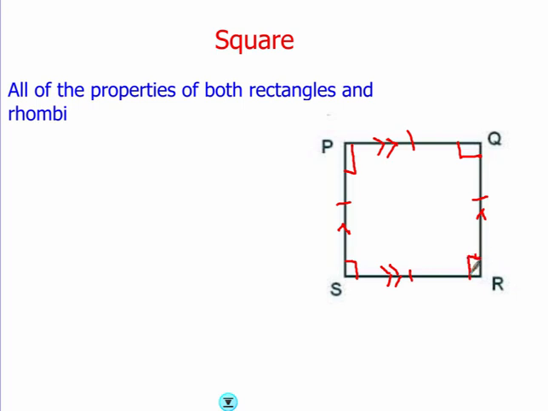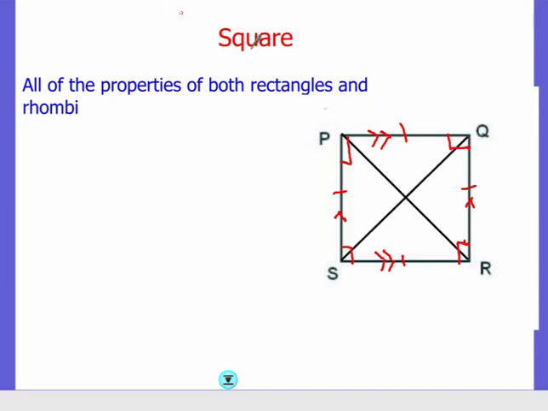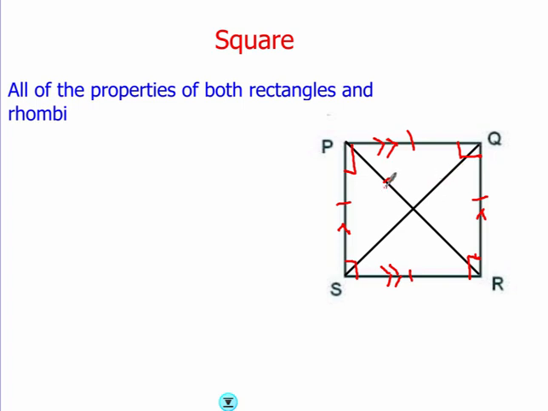If we draw in the diagonals, they are congruent. They bisect each other. So these segments are all congruent. All of the angles where the diagonals intersect, those are all 90-degree angles. The diagonals cut these angles in half. So it's all of those properties put together. There's a lot going on in a square. So you're going to be responsible for knowing that all of those properties apply to a square.